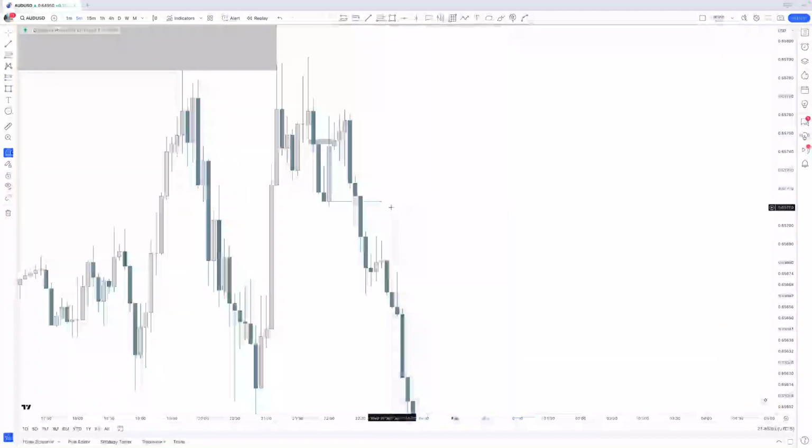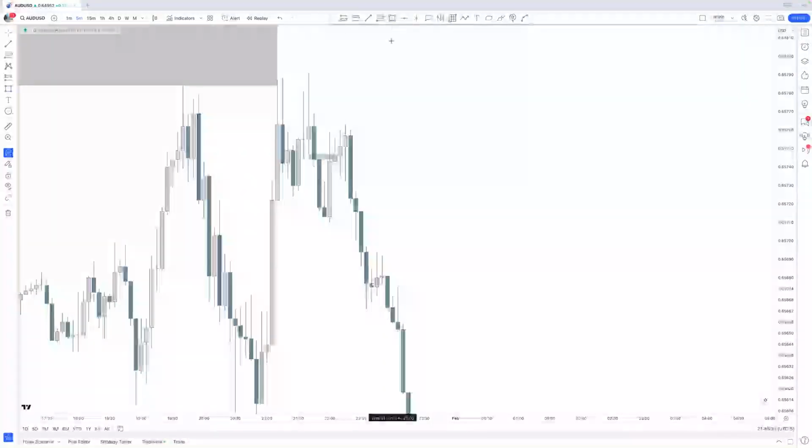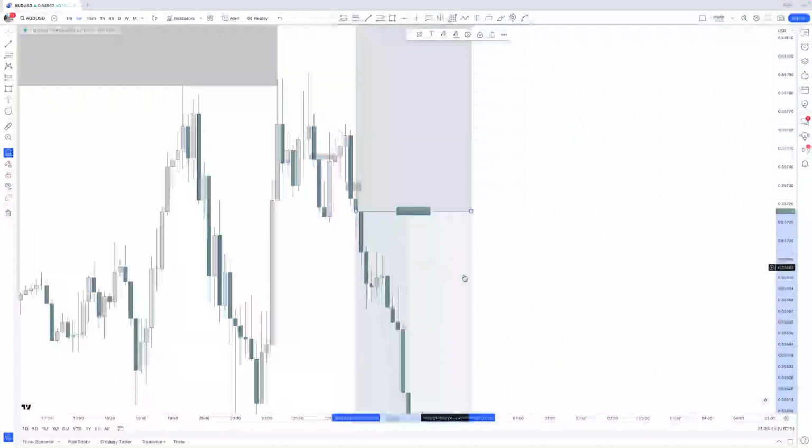And as I like to do it, I like to enter off the creation of fair value gaps. Where for this fair value gap to be created, this candle, the third candle needs to close. And when that third candle closes right there, for me, that is already a valid entry.